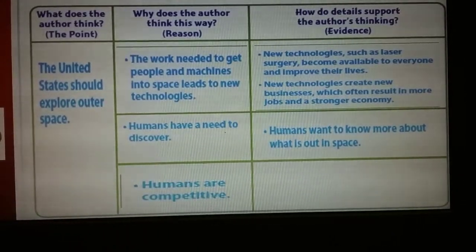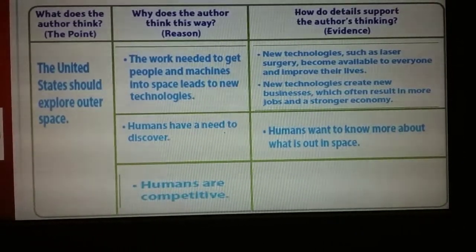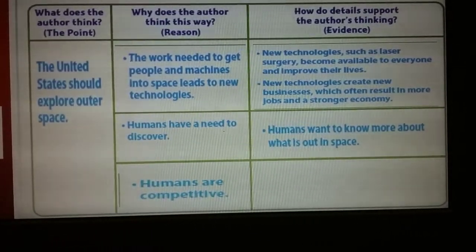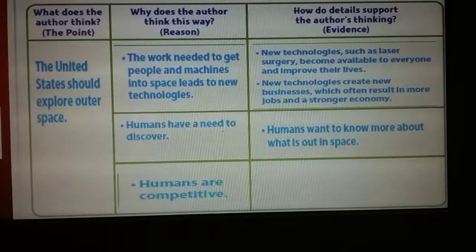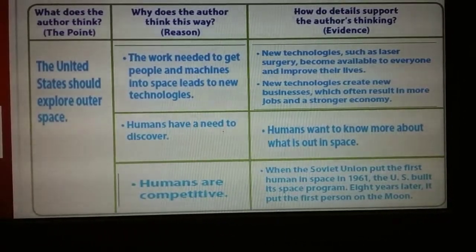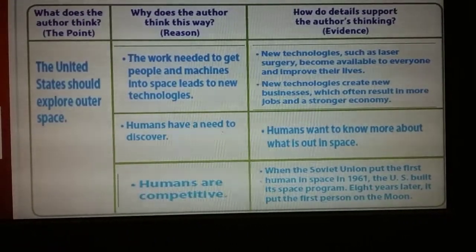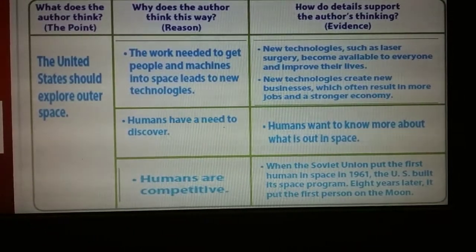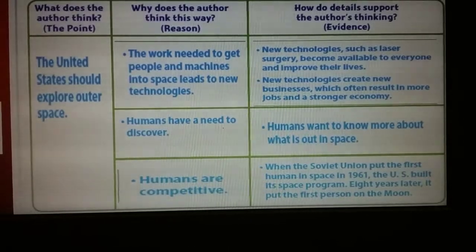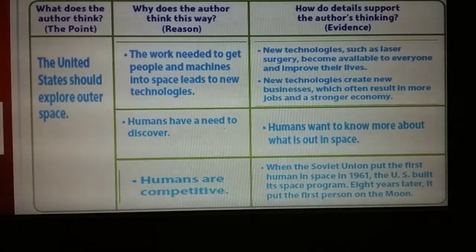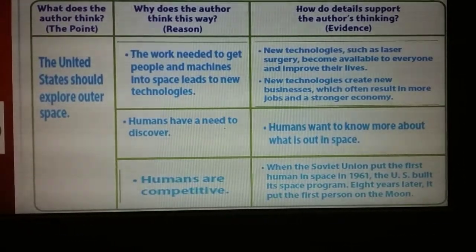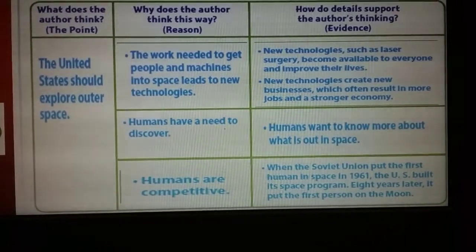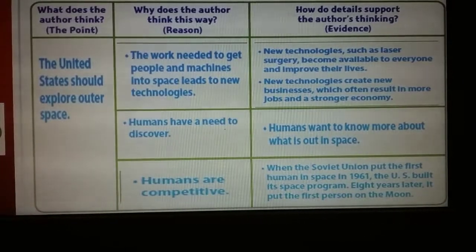Reason number 3. The author says that humans are competitive. So this is another reason why he feels the United States should explore outer space. Let's look at the evidence. It says when the Soviet Union put the first human in space in 1961, the U.S. built its space program, and 8 years later, it put the first person on the moon. This is evidence, guys. You can look in your history books and see that this is proven. This is something that actually did happen.